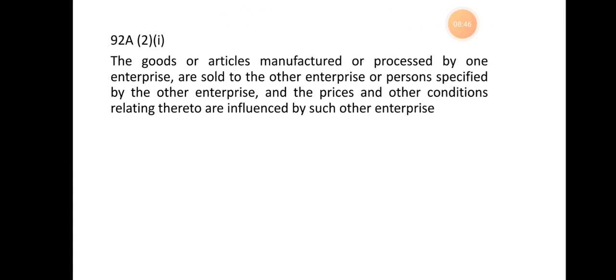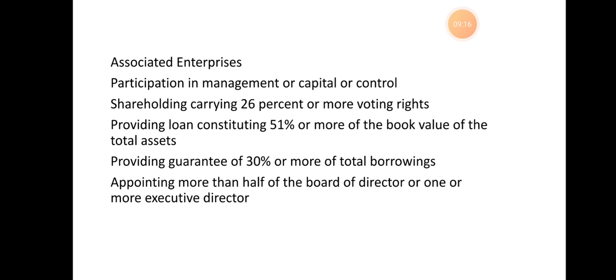Section 92A subsection 2(i) states that the goods or articles manufactured or processed by one enterprise are sold to the other enterprise or persons specified by the other enterprise, and the price and other conditions relating thereto are influenced by such other enterprise. So this is the subsection, 92A subsection 2(i), that quotes for the associated enterprise.